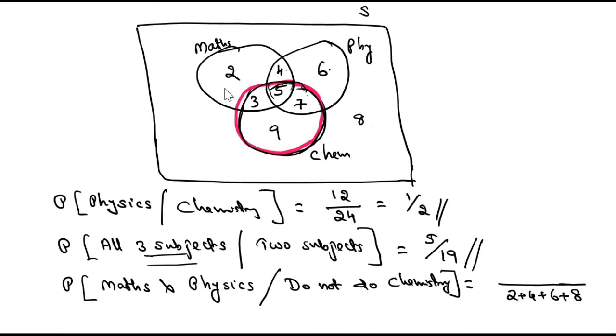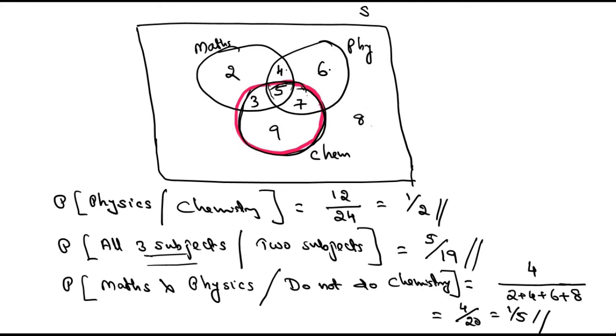Now maths and physics, given that they do not do chemistry. So this red color we will not consider. Other than that, maths and physics, how many are there? 4 students. So we will write that 4. So this is equal to 4 divided by 20, that is equal to 1 by 5.